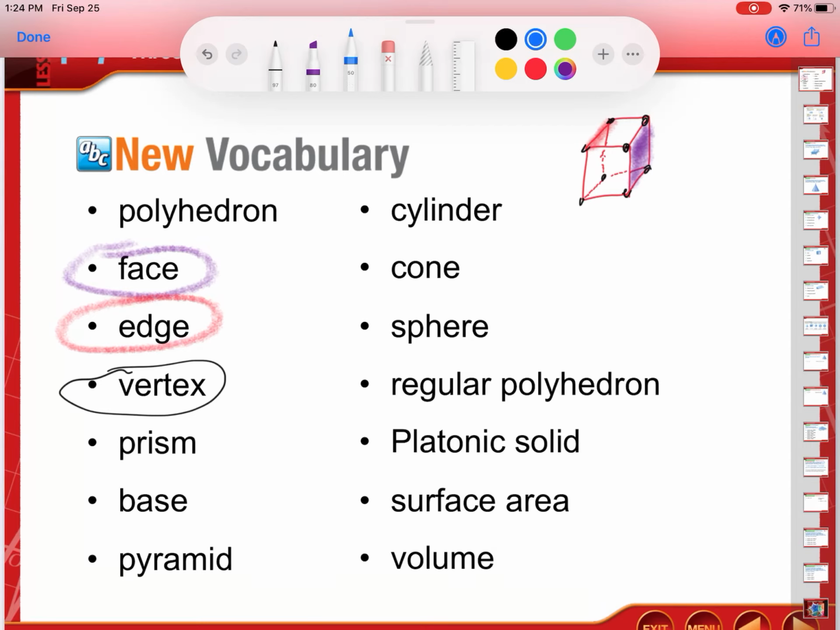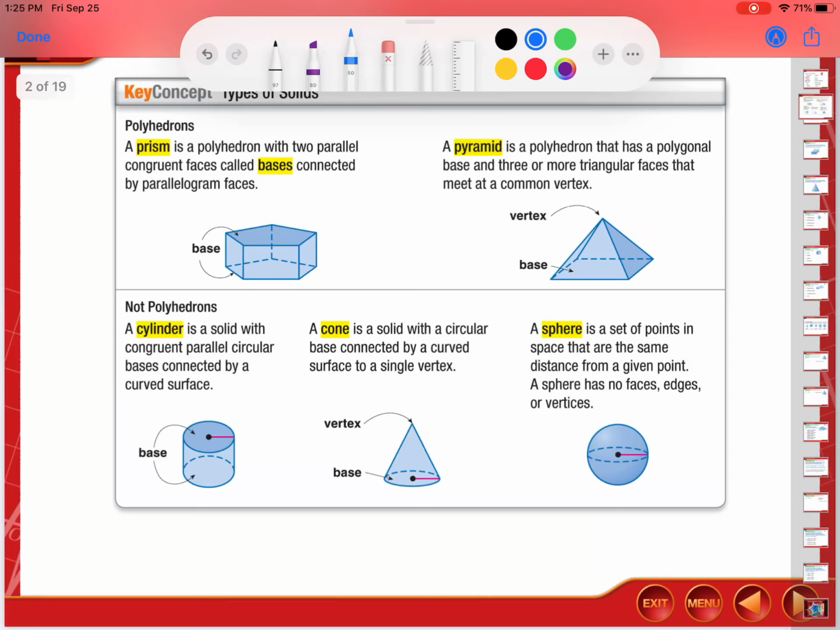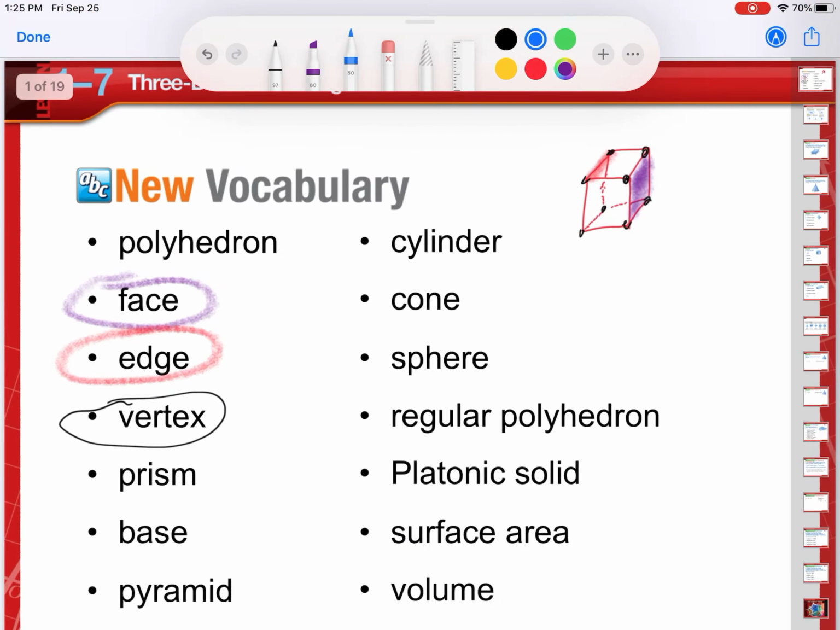A prism. What a prism is, it's a polyhedron with two parallel congruent faces. So it's got the same thing on top and on bottom. If I flip to the next slide real quick, we can see this is a pentagonal prism. So it's got a pentagon on top, pentagon on bottom, and then it's got those rectangular faces all the way around. So it's a prism.